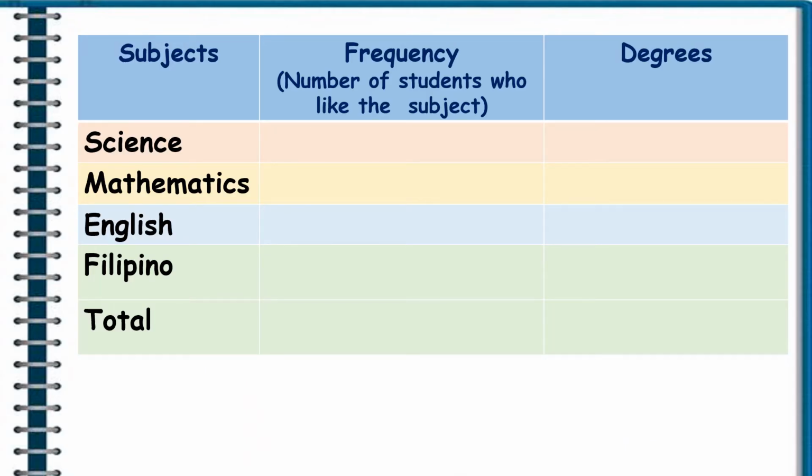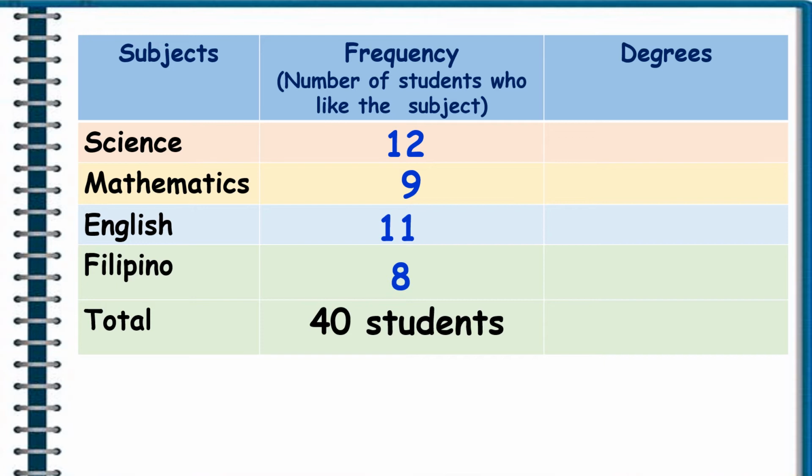Let us now list the number of students per subject in the table that we made. For science, we have 12, 9 for math, 11 for English, and 8 for Filipino. Total of 40 Grade 6 Pleasant students.